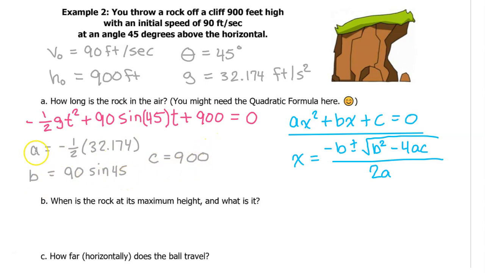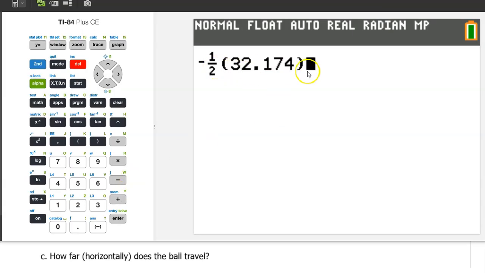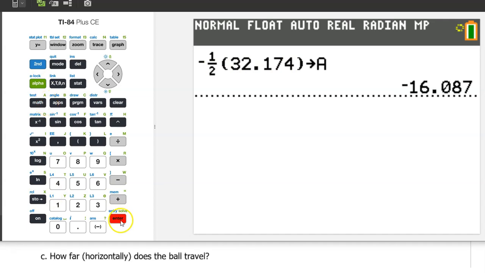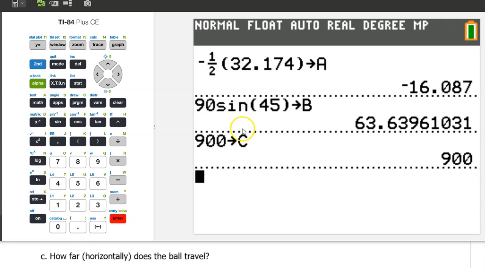I am going to define A, B, and C on the graphing calculator as each of these quantities. For example, I type this in, and then I hit store, and alpha A. Kabam! Similarly, I have stored this value into B and this value into C. So according to the quadratic formula, we can find a solution to our quadratic equation by typing in the opposite of B. We can't do plus or minus, so I'm just going to do plus for now.